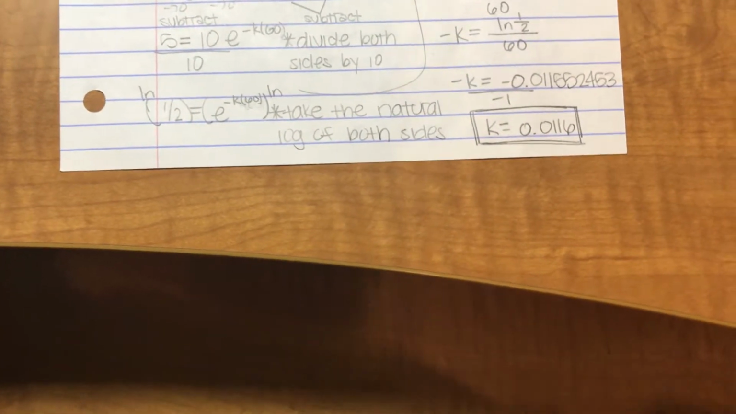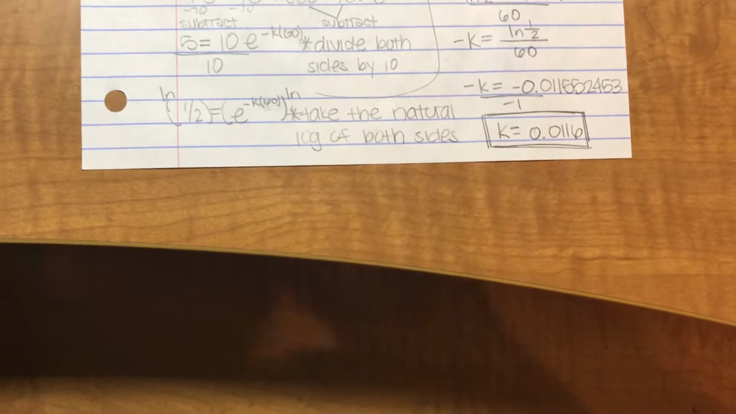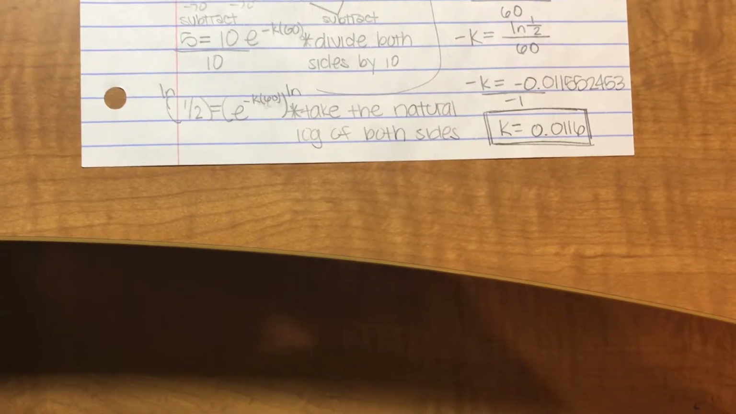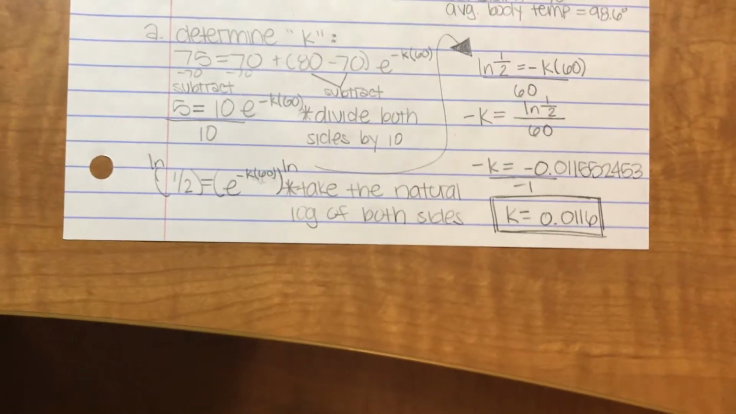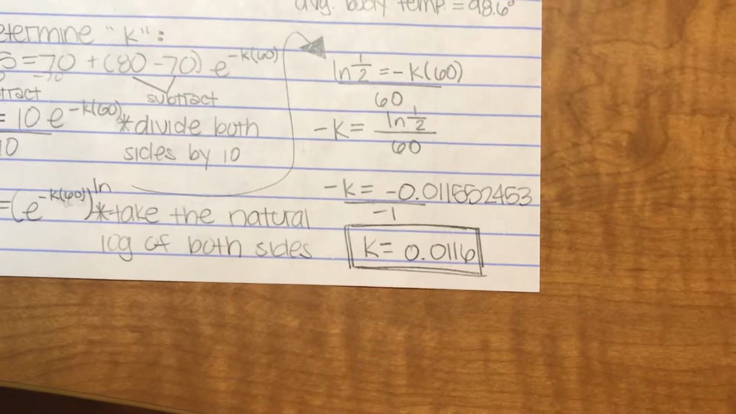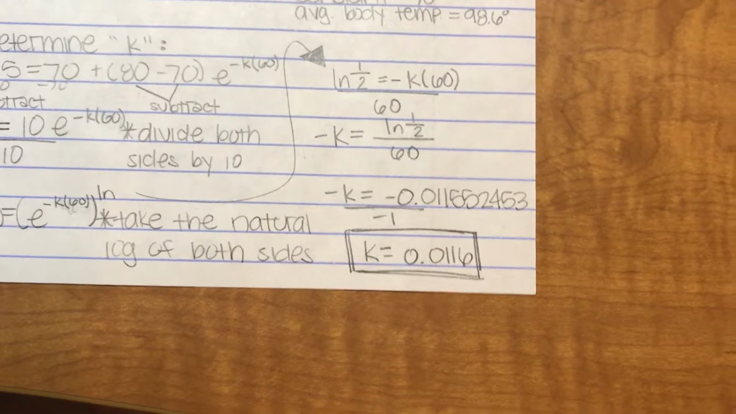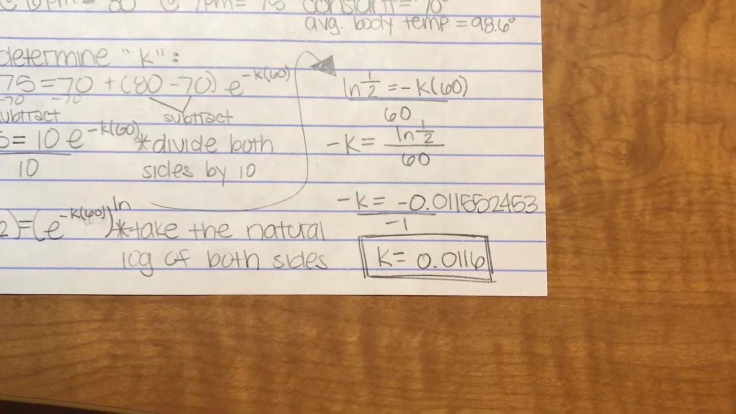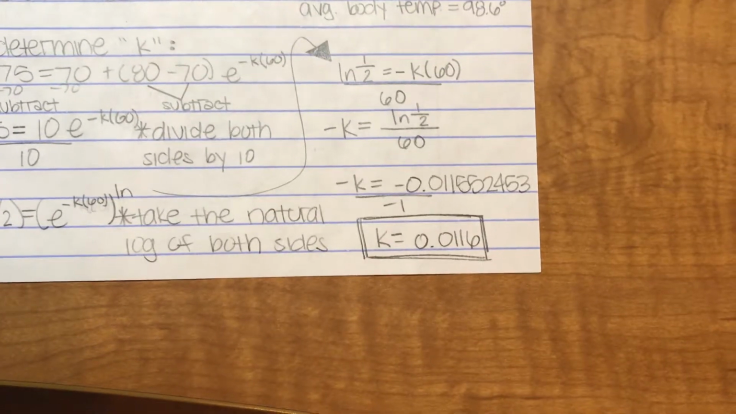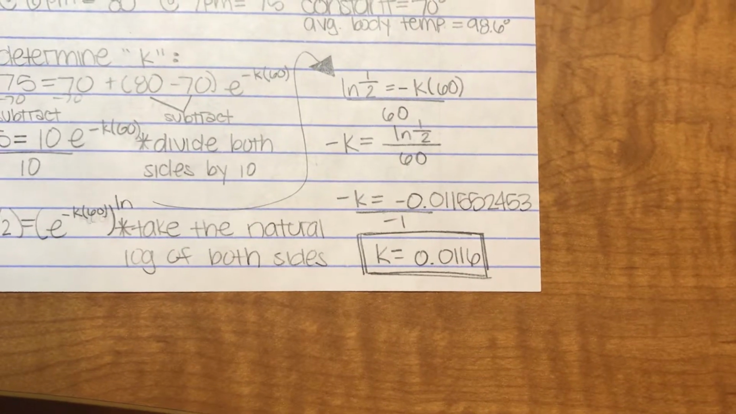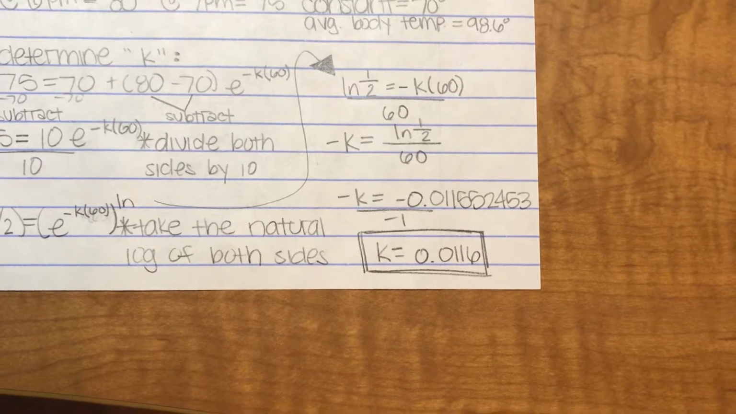To get e out of the equation completely, you will take the natural log of both sides, because when you do that, it cancels out e, or it has an equivalent to the number 1. So you have the natural log of 1/2 is equal to negative k times 60. Now you want to get k by itself, so you divide both sides by 60, which will give you negative k is equal to the natural log of 1/2 divided by 60.